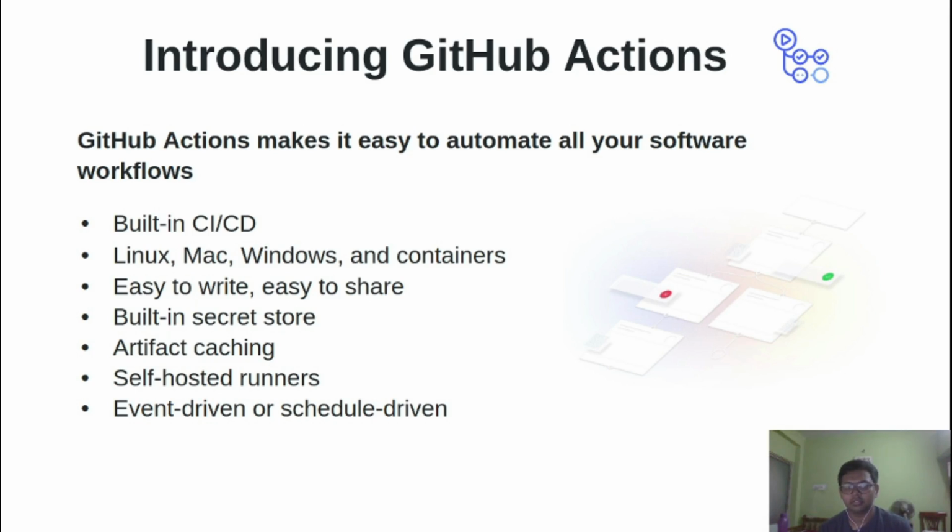It's basically a built-in continuous integration, continuous delivery. These kinds of software are run on the backend on either Linux, Mac, Windows, or in a Docker container. So these are very easy to share, easy to write. You can use environment variables. In this workshop we'll tell you how to create those environment variables and share them as secrets. They are also called GitHub secrets.